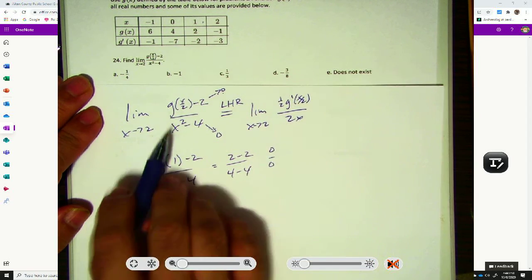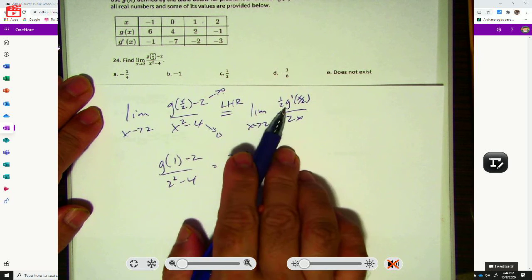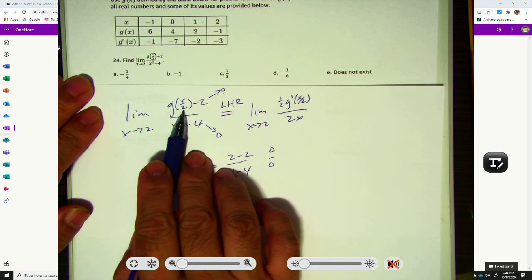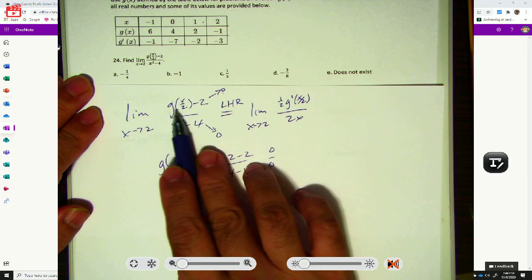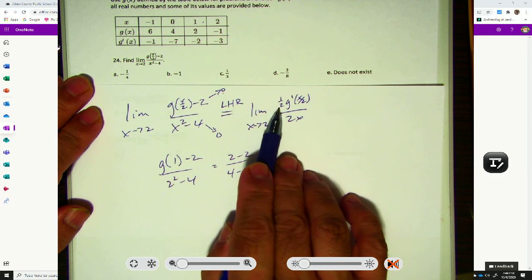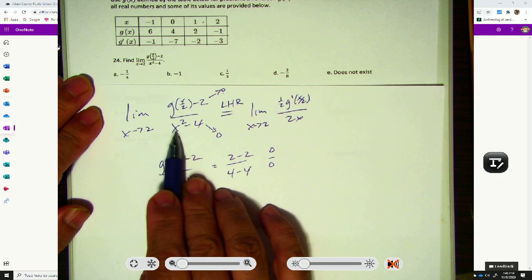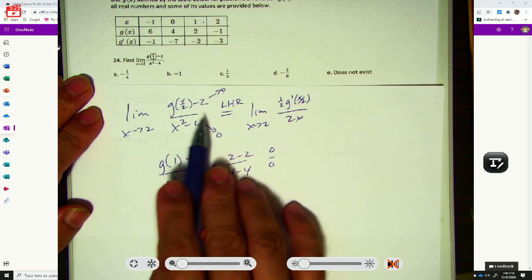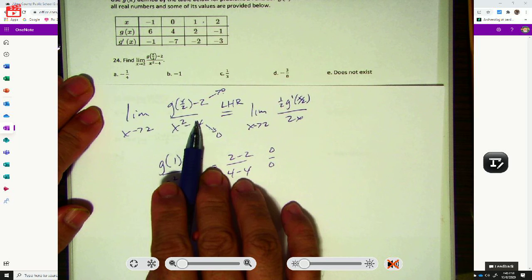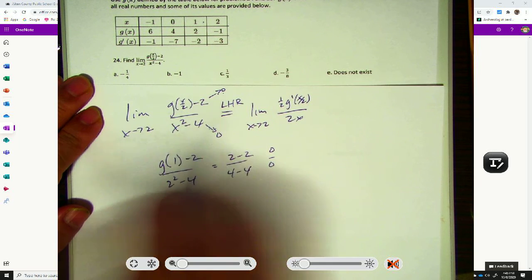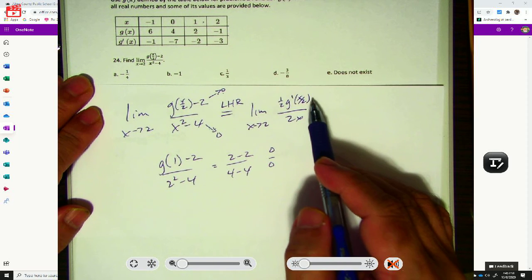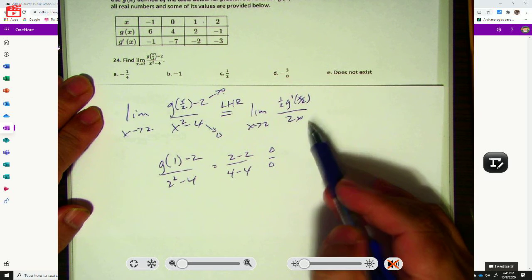So the derivative of g is g prime, and then take the derivative of the inside, that's x over 2, so just half x. The derivative of half x is 1 half, so that's where that 1 half comes from. The derivative of x squared is 2x. So this is L'Hopital's rule. I am not doing the quotient rule, so I'm not doing the whole fancy thing. I'm just taking the derivative of the numerator and the derivative of the denominator.